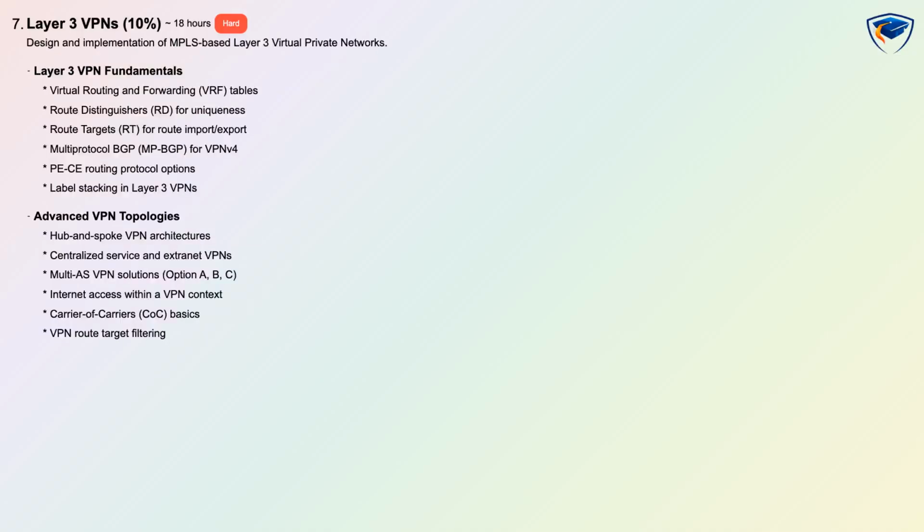Layer 3 VPNs are 10% and cover the design and implementation of MPLS-based Layer 3 virtual private networks. You will master VRF tables, route distinguishers and route targets, MP-BGP for VPNv4, and PE-CE routing options including label stacking. Advanced topics include hub and spoke and centralized service topologies, multi-AS VPN options, carrier of carriers basics, route target filtering and providing internet access within a VPN context.